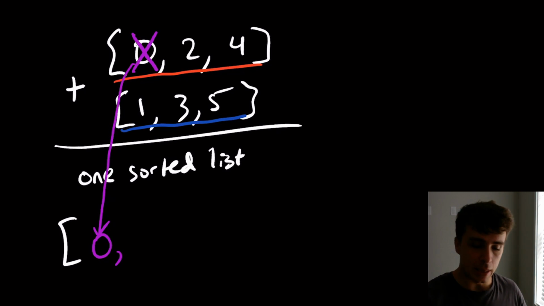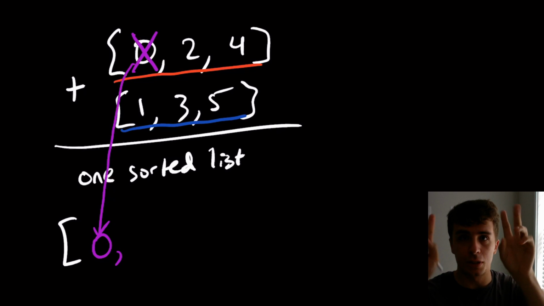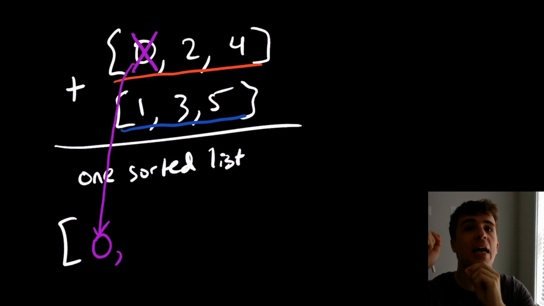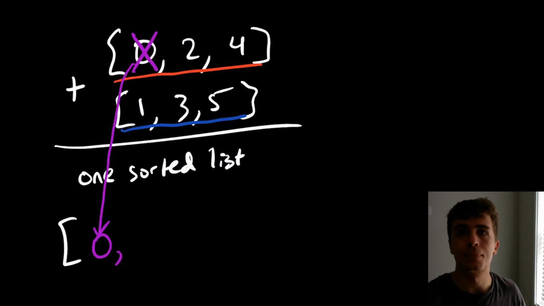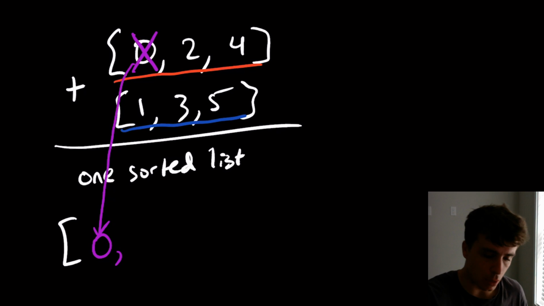Okay? Now, here's the crucial part. I'm not looking at this 0 anymore. I'm looking at the first elements that I haven't picked yet in the two lists, which is this 1 right here, but this 2 also. So now I'm going to pick whichever one is smaller. If they're the same, it doesn't actually matter which one you pick. But in this case, one of them is smaller, and I'm going to pick the one that is smaller, which is the 1 here, and insert that into my list.